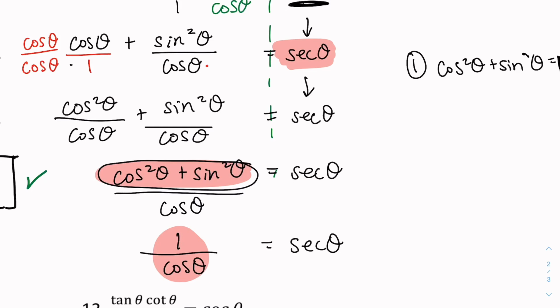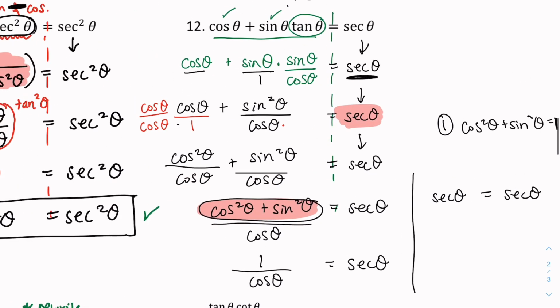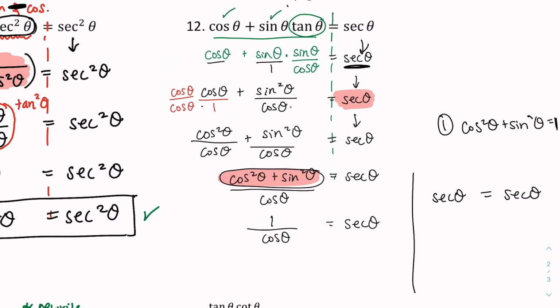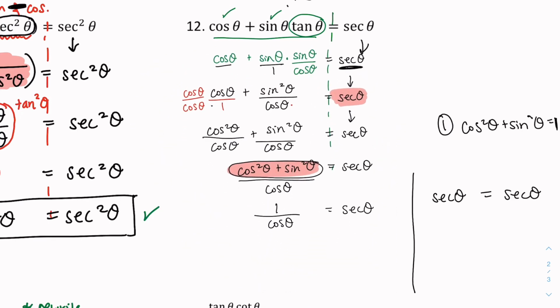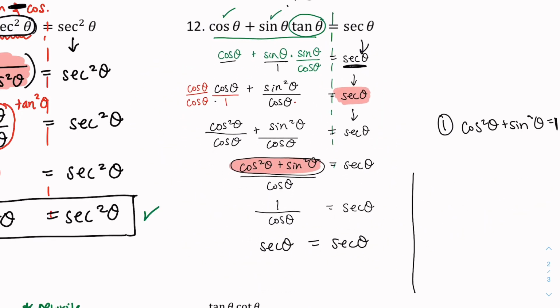So now I'm going to replace the left side with one of yesterday's rules, which is 1 over cosine is secant theta, and the right side is still secant theta. And we are done. I'm just going to make it a little smaller so you can see the left and the right side all the way down. Yeah, so there we go. We're done.